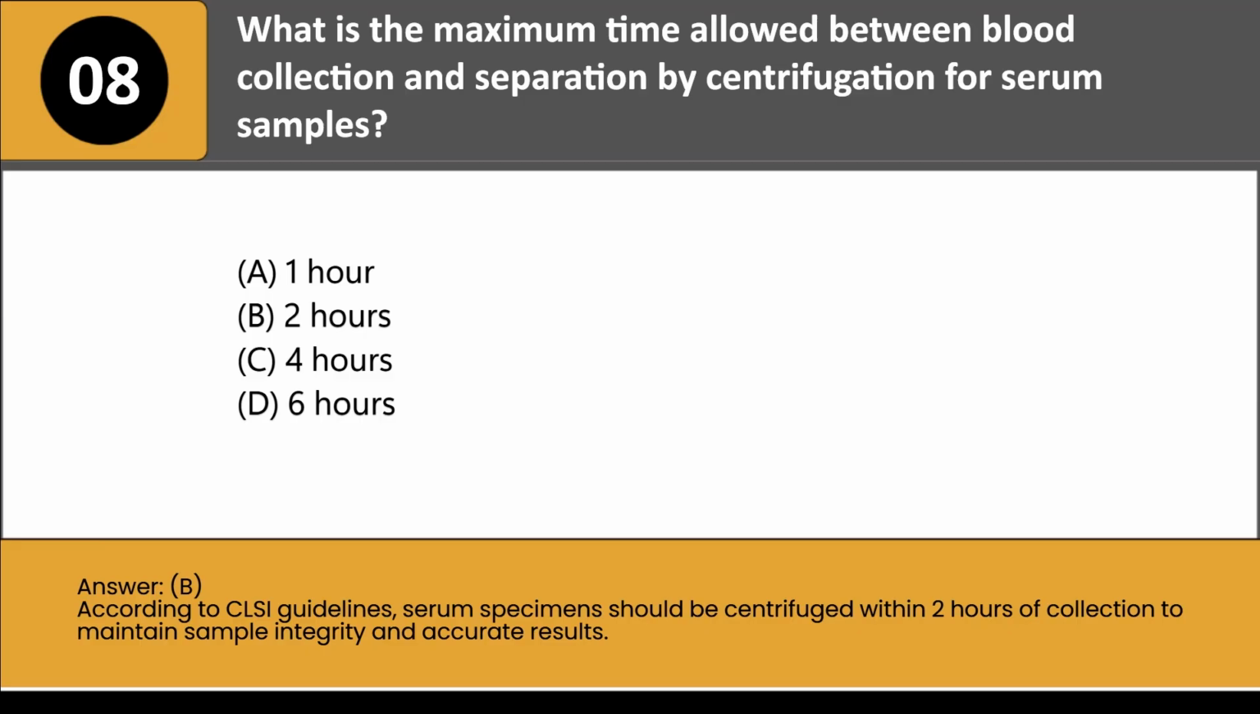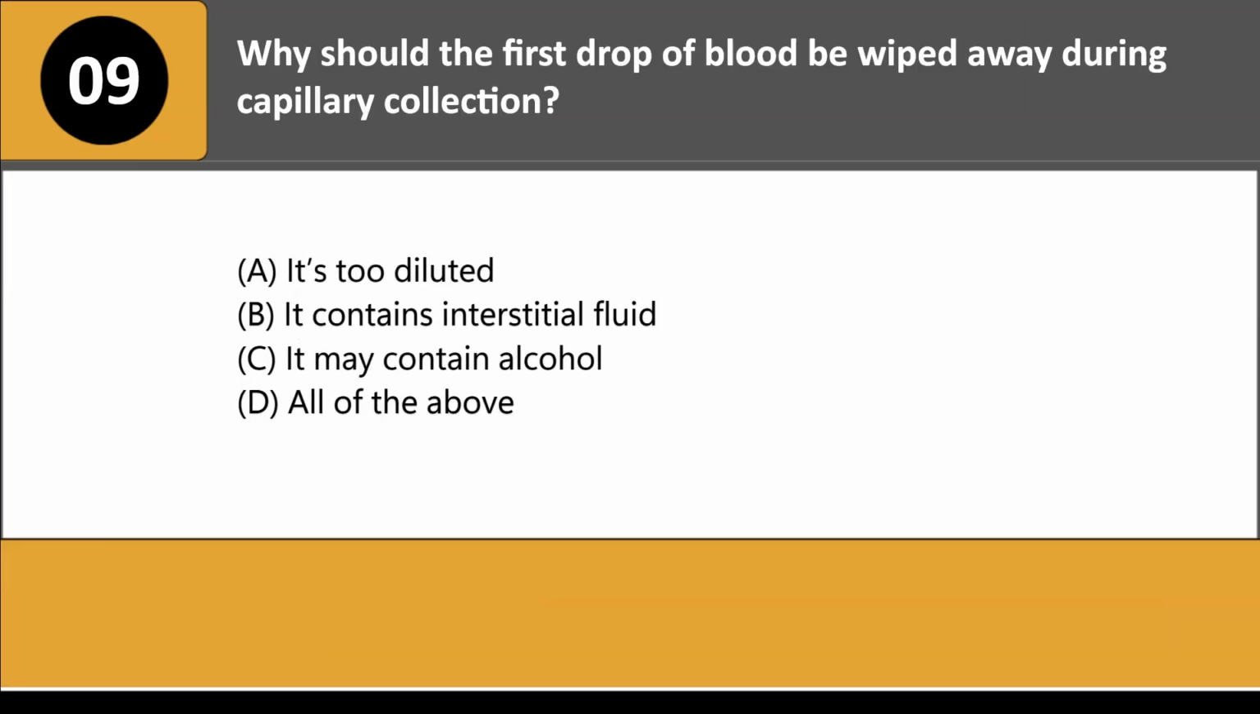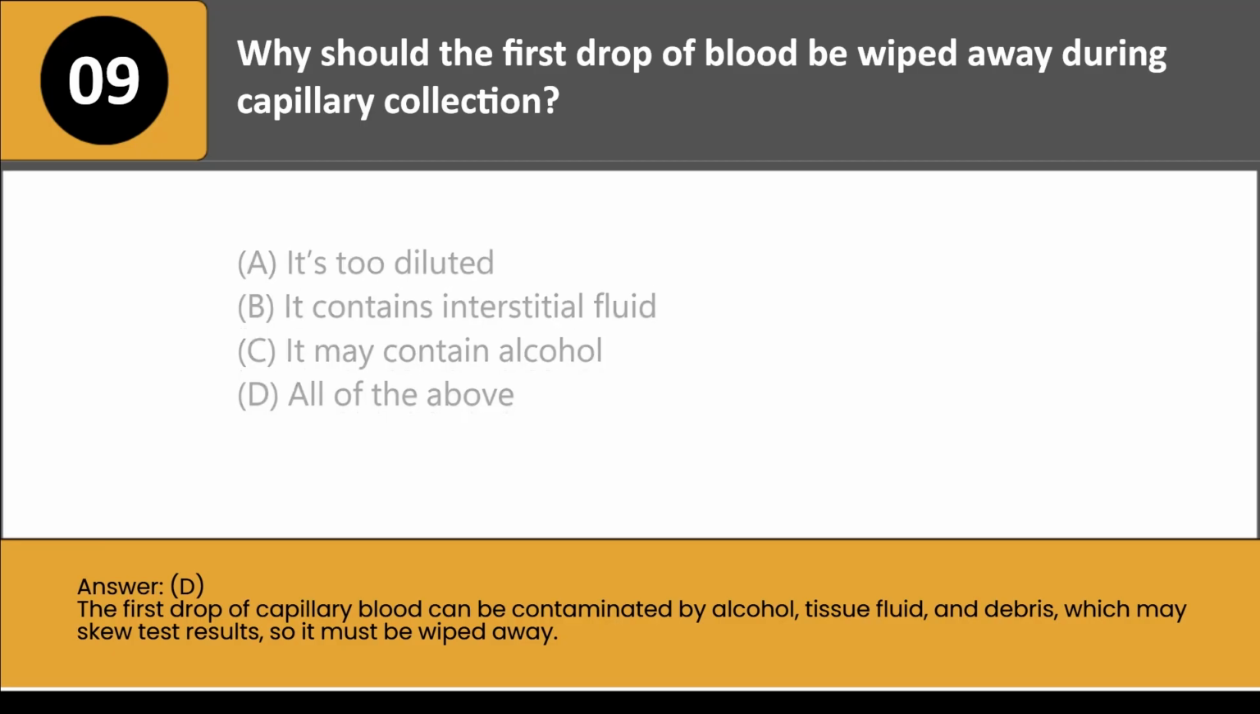Why should the first drop of blood be wiped away during capillary collection? A. It's too diluted. B. It contains interstitial fluid. C. It may contain alcohol. D. All of the above. Answer: D. The first drop of capillary blood can be contaminated by alcohol, tissue fluid, and debris, which may skew test results, so it must be wiped away.